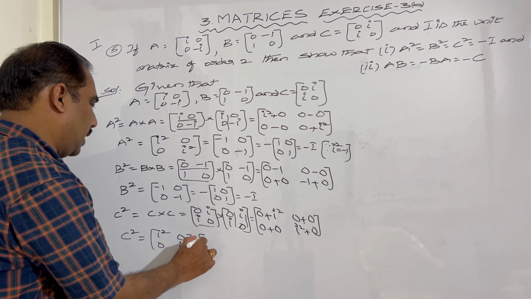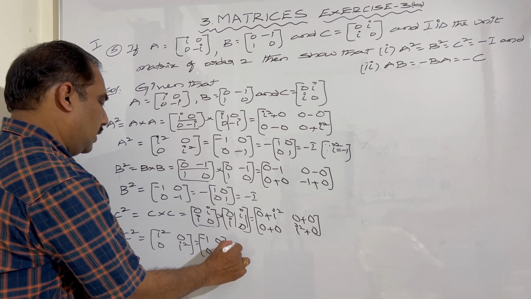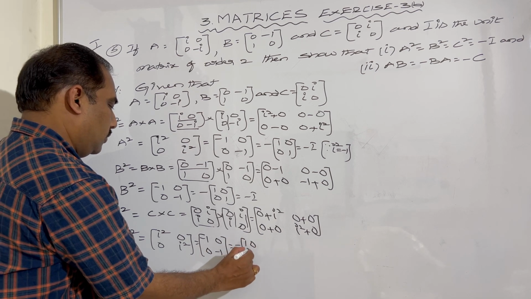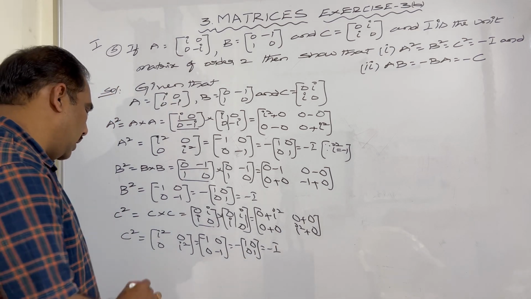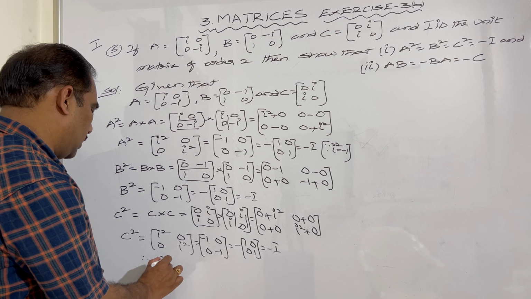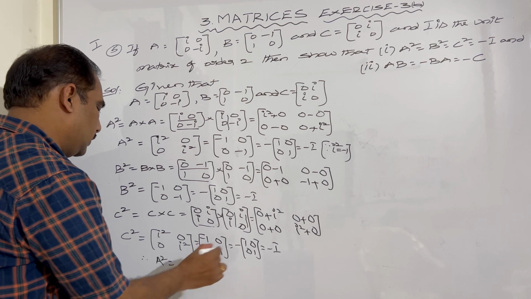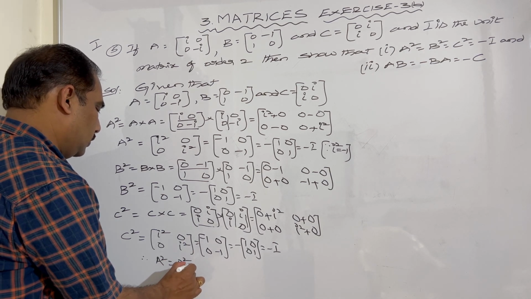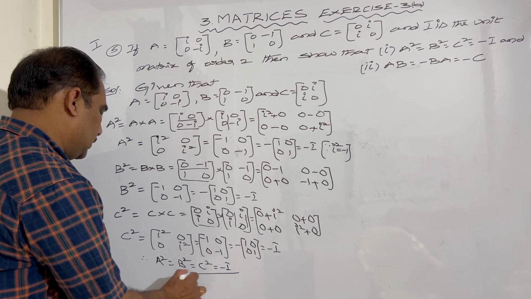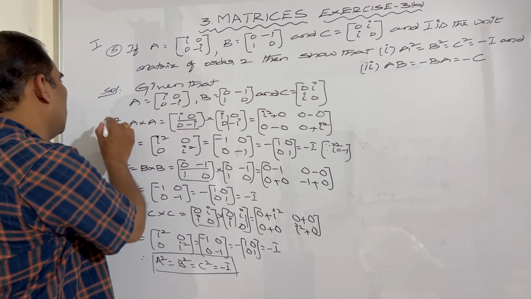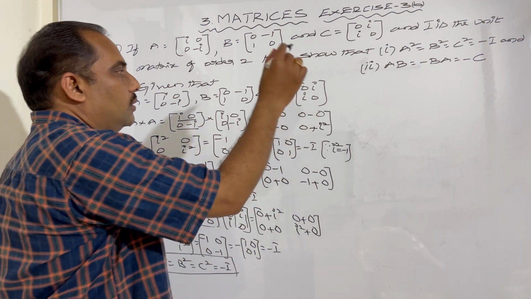Again we know that i square value is minus 1, so 0, 0, minus 1, which is equal to minus 1, 0, 0, 1 we can write, which is also equal to minus I. So therefore clearly we can write A square is equal to minus I, B square is equal to minus I, C square is also equal to minus I. So therefore A square is equal to B square is equal to C square is equal to minus I. We proved that, which is the solution of the first bit.